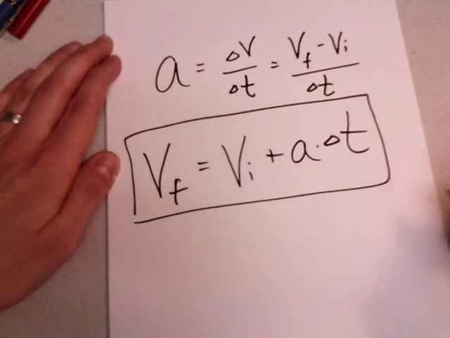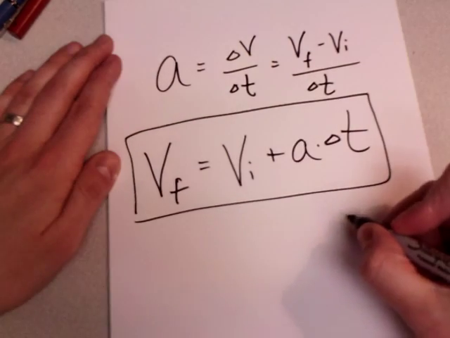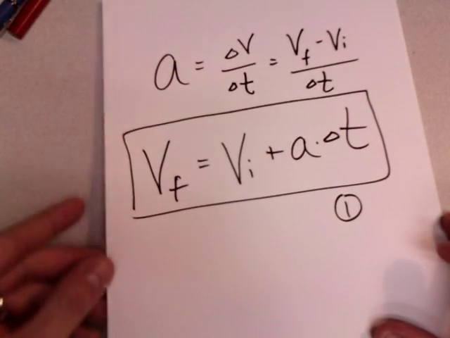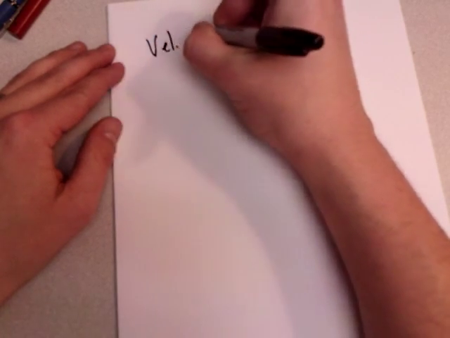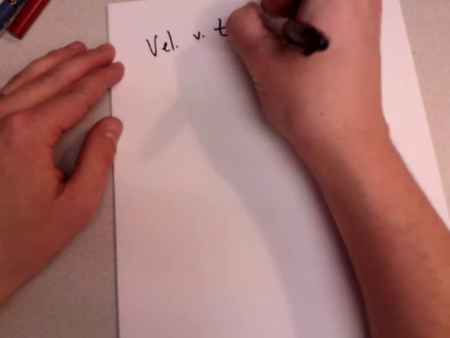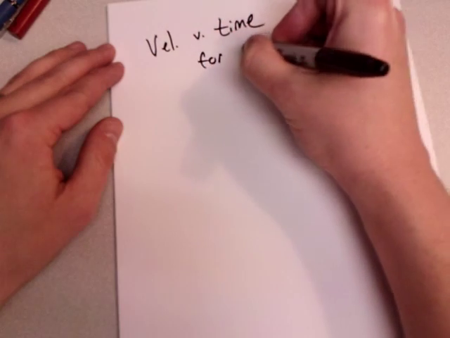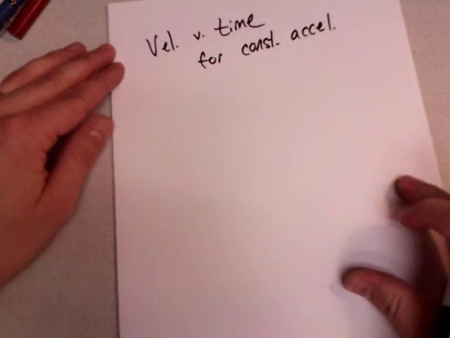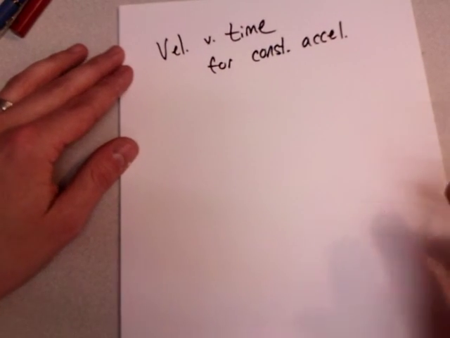This is our first important equation of motion for constant acceleration. I'm going to refer back to this later, so I'm going to number it equation 1 right off the bat. Our next equation we actually get by considering the velocity versus time plot for constant acceleration. Forgive all of the abbreviations, but I'm just trying to be a little short.